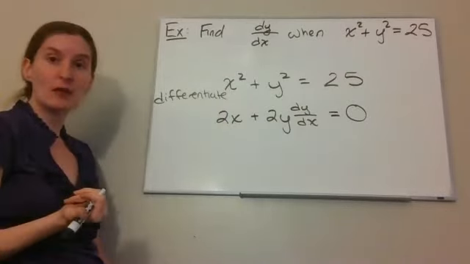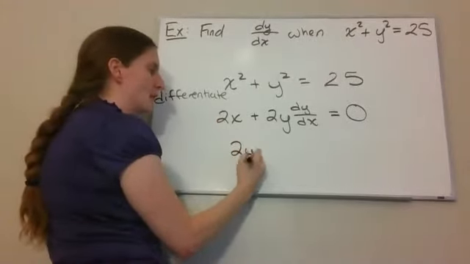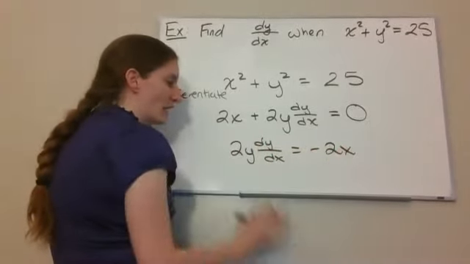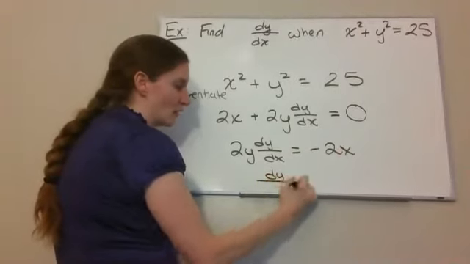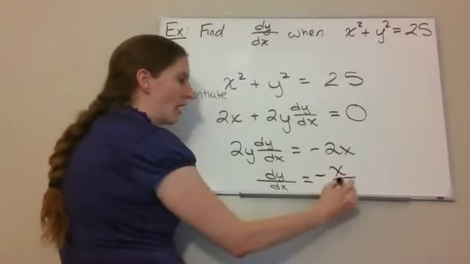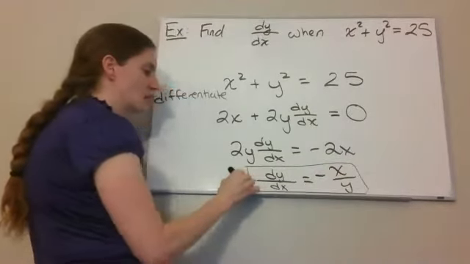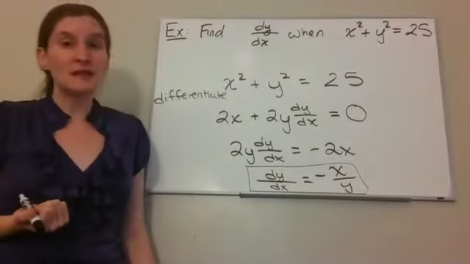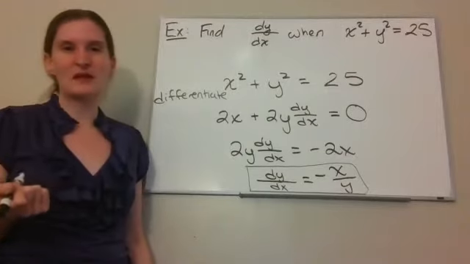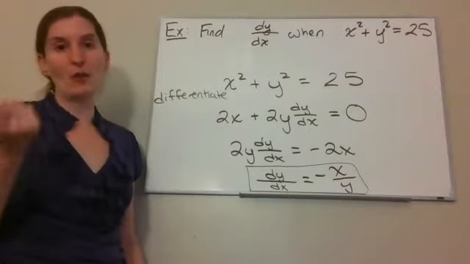Now I can solve this equation for dy dx. I can do that by moving the 2x to the other side, and then dividing by the 2y. And I get that the derivative of y with respect to x is equal to negative x over y, because my 2's cancel out. And that's all there is to it. So implicit differentiation sounds a lot scarier than it actually is. The only thing you have to remember is to make sure you multiply by dy dx whenever you're taking the derivative of a y term.